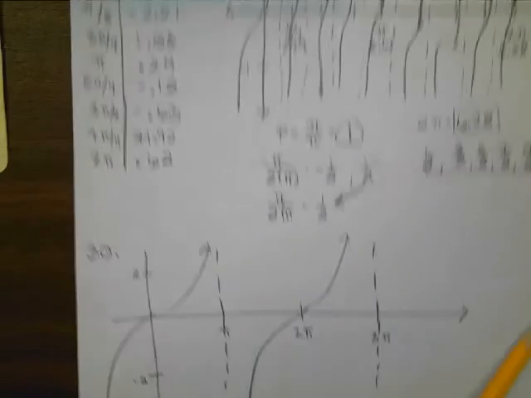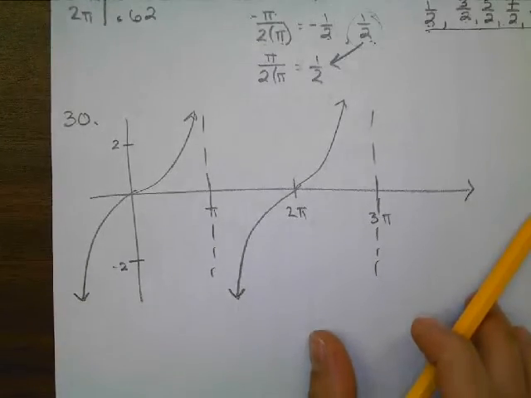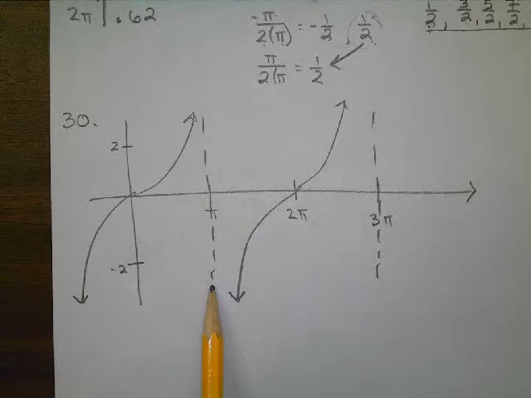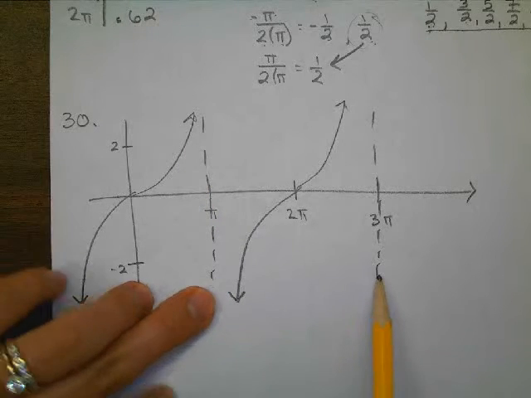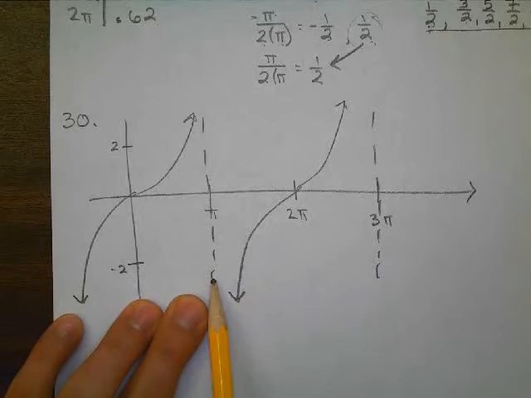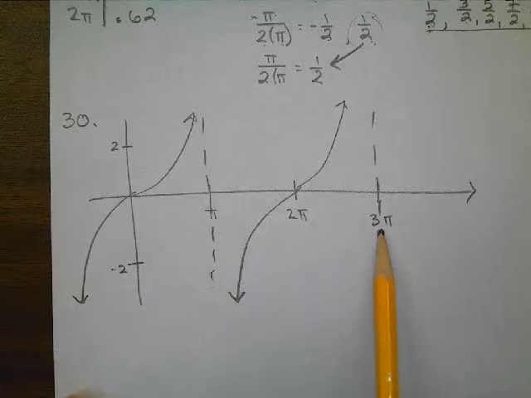Alright, let's do number 30. The directions for number 30 say to identify the period of each tangent function. Well, that's easy enough. Period is always where a cycle starts and finishes. So if we look at this graph, we're starting here, and we go to here. And also a cycle is always from one asymptote to the other, which is also what our period is going to be.